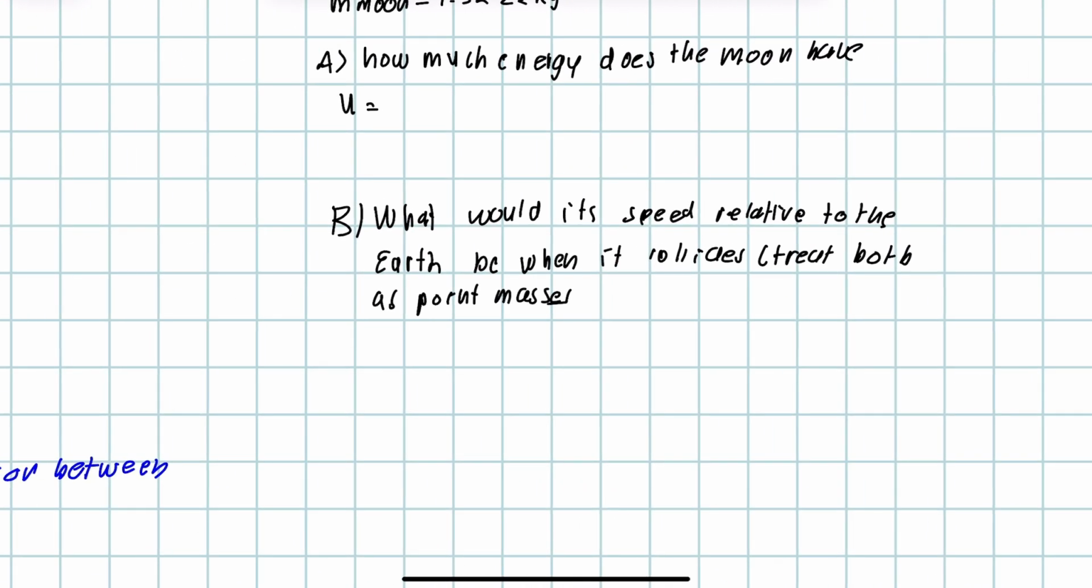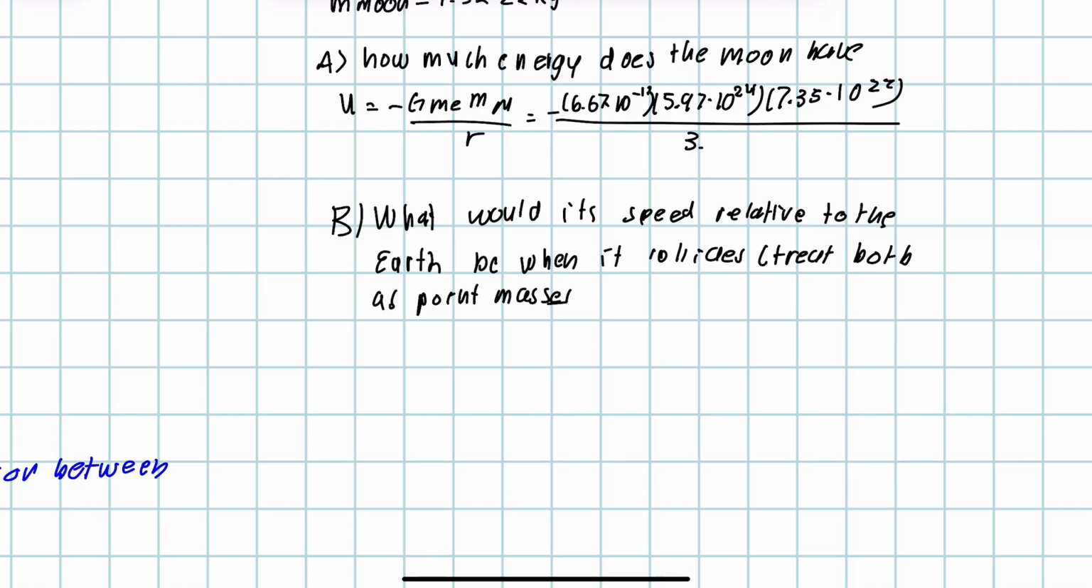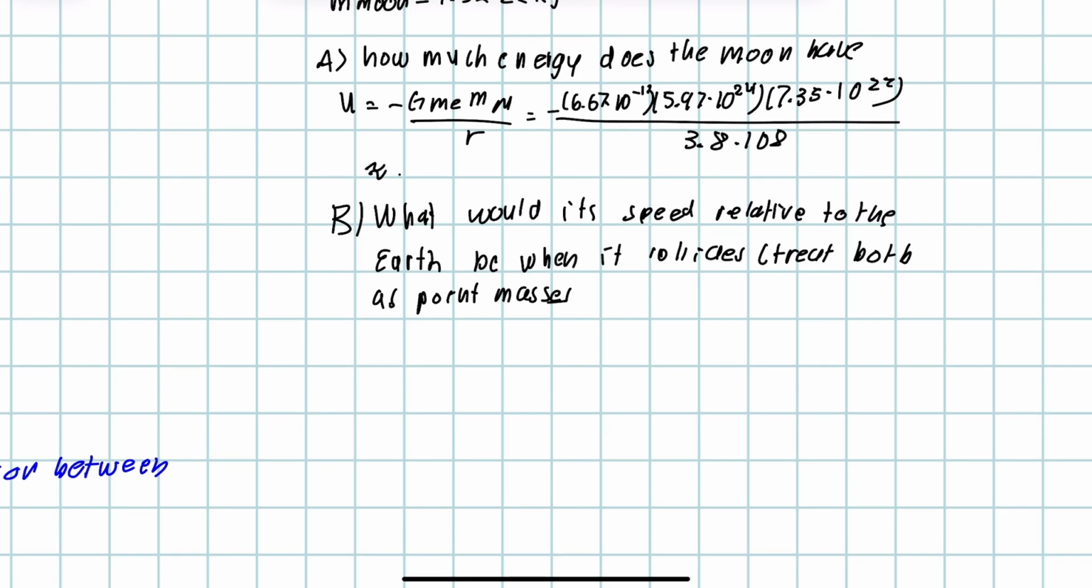So we have U is equal to negative G M_E times M_M divided by R. So that's going to equal negative 6.67 times 10 to the negative 11 times 5.97 times 10 to the power of 24 times 7.35 times 10 to the power of 22, and then dividing all of this by 3.8 times 10 to the 8. This is going to be approximately negative 7.7 times 10 to the 28 joules.